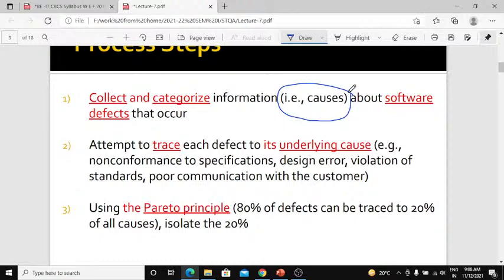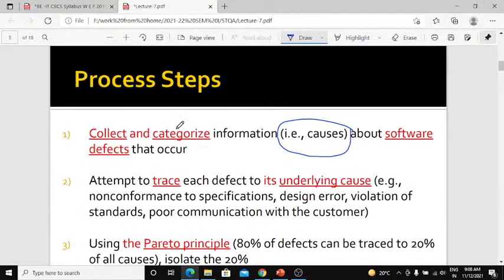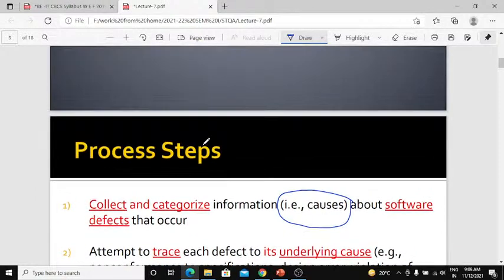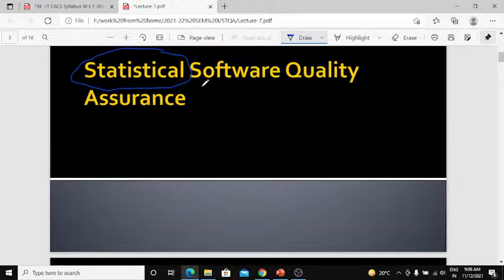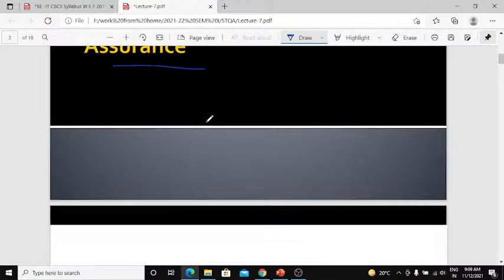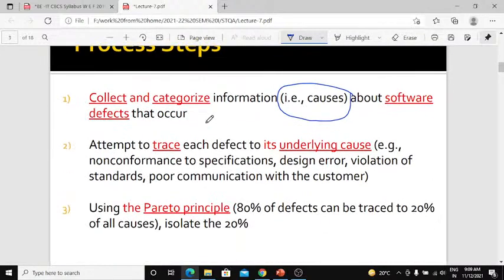Okay, collect and categorize the information, that is, the causes about the software defects that occur. So this is the process by which we can statistically analyze software quality assurance. Collect and categorize the information, that is, the causes about the software defects that occur, where the software defects are occurring.